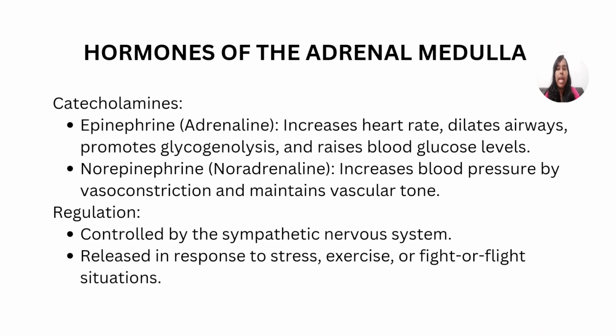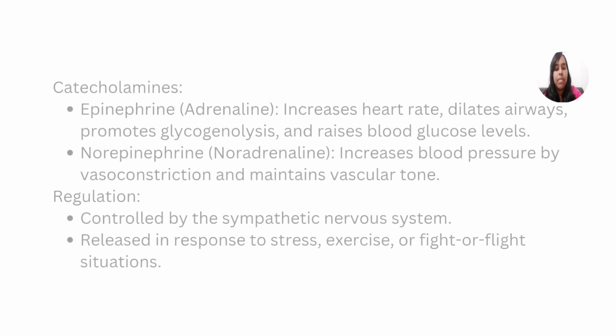Hormones of adrenal medulla, catecholamines. There are two types, epinephrine and norepinephrine. Epinephrine is known as adrenaline, which increases the heart rate, dilates the airway, promotes glycogenolysis, and raises blood glucose level. Norepinephrine, which is noradrenaline, increases the blood pressure by vasoconstriction and maintains vascular regulation. Controlled by the sympathetic nervous system, released in response to stress, exercise, or fight or flight situations.